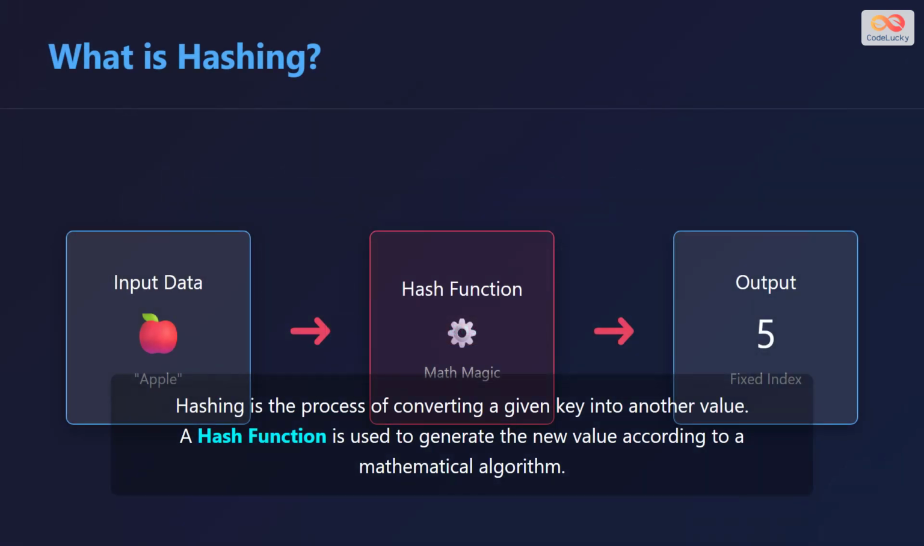So, what exactly is hashing? Simply put, it is a technique used to convert a range of key values into a range of indexes of an array. As you can see here, we take an input, like the word apple, pass it through a hash function, which performs some mathematical magic, and it spits out a fixed number, in this case 5.